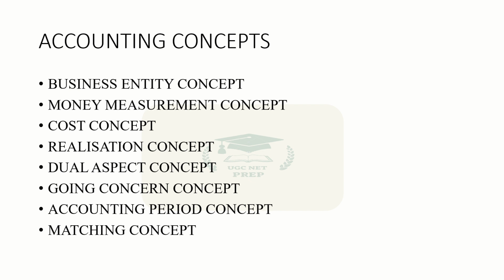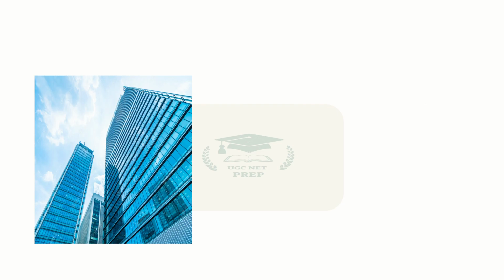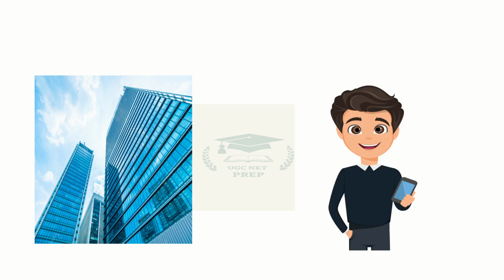There are 10, 12 concepts of accounting, and we'll start with the very first one, that is the business entity concept. The business entity concept deals with the fact that the business and the owners are two different, separate entities. That is, the managers and the business are not the same. They are separate from each other, as shown in the diagram itself.